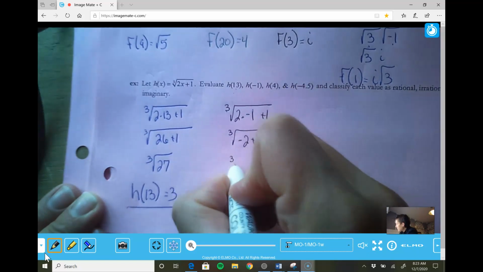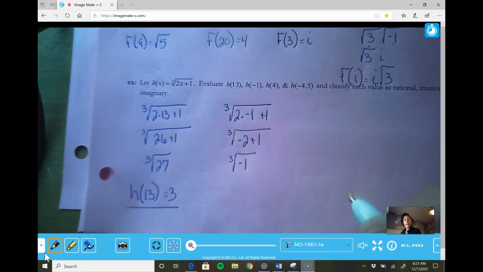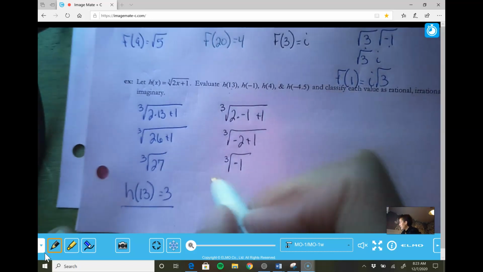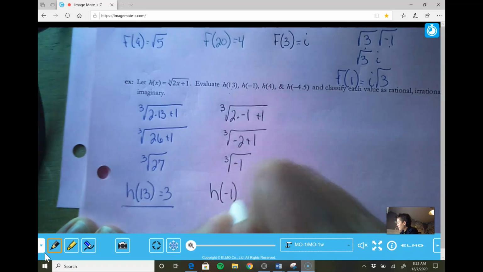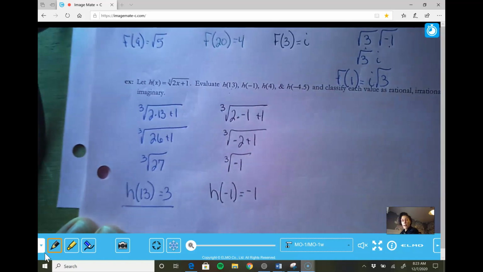When I add those up, I get negative 1, and I can take the cube root of negative 1. It is just negative 1. So my function h, when x is negative 1, gives me an answer of negative 1.